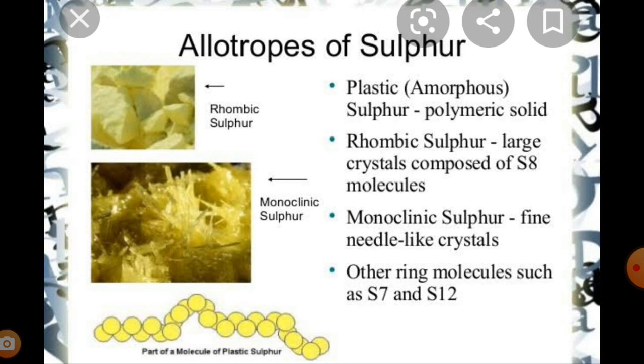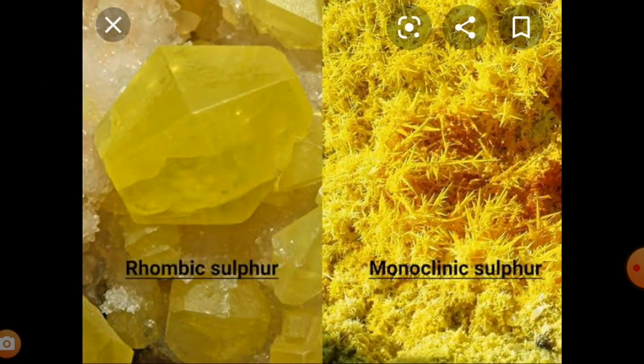If we discuss the allotropes of sulfur, sulfur exhibits numerous allotropic forms. However, rhombic sulfur, that means alpha sulfur, and monoclinic sulfur are the most important allotropes of sulfur. Rhombic sulfur is a polymeric solid, a large crystal composed of S8 molecules. Monoclinic sulfur has a structure of fine needle-like crystals, with other ring molecules such as S7 and S12. See in the picture, rhombic sulfur is just like a crystal and monoclinic sulfur is just like a needle shape.